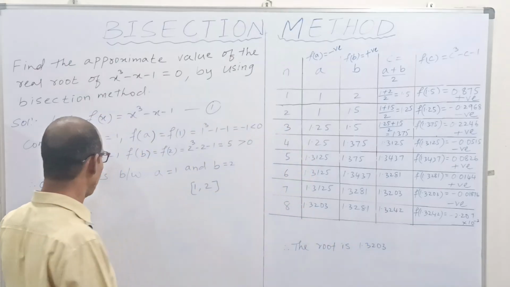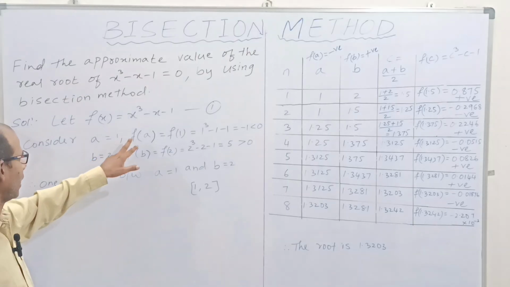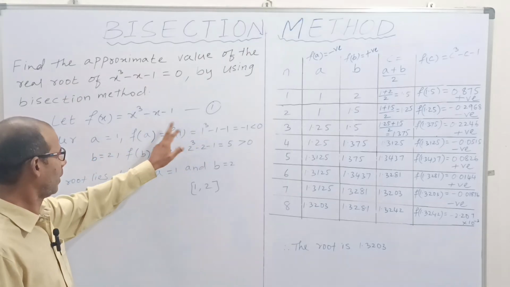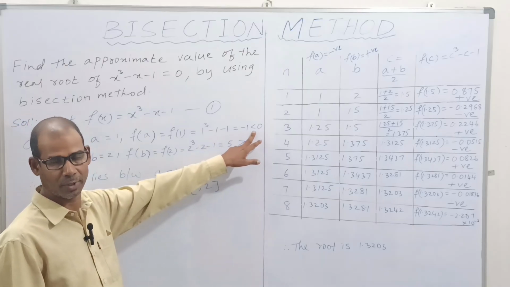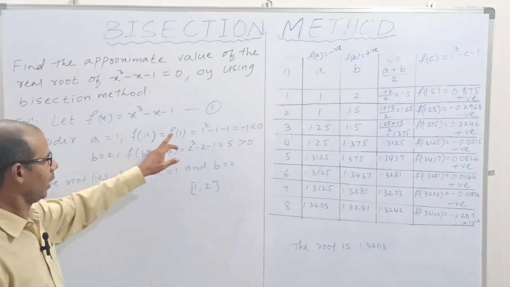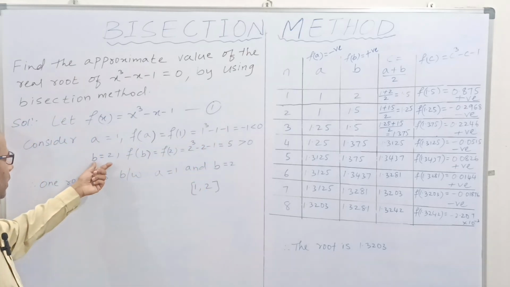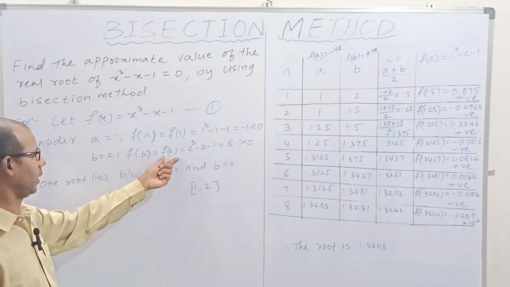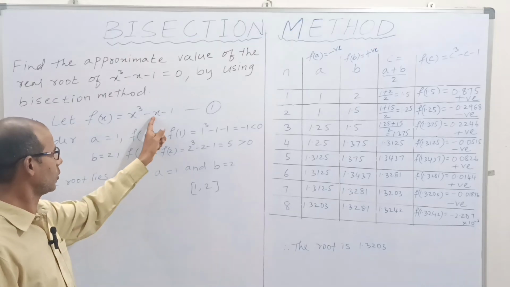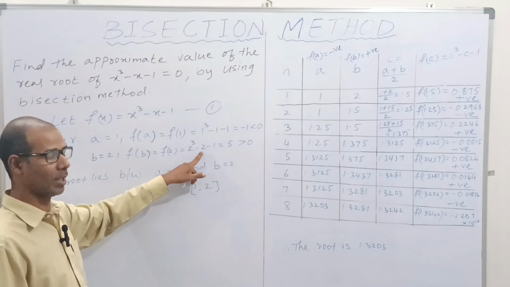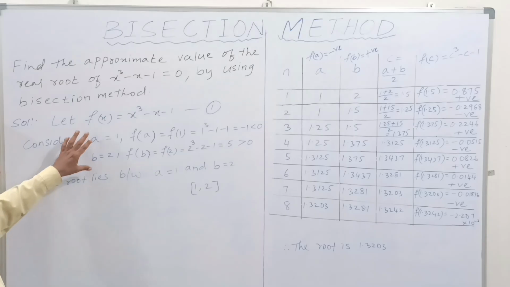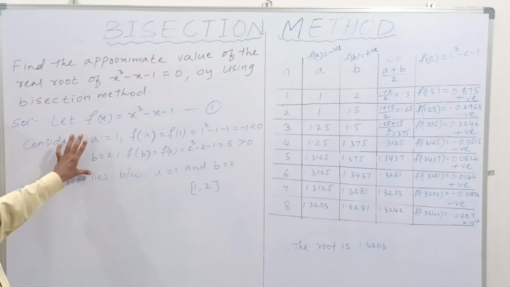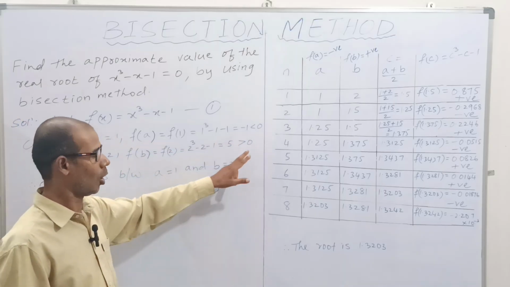So at a is equal to 1, the function value is f of 1 is equal to 1 cube minus 1 minus 1. So that is equal to minus 1, that is less than 0, negative. The function value is negative at a is equal to 1. Similarly, at b is equal to 2, the function value is f of 2 is equal to 2 cube minus 2 minus 1. So 2 cube is 8, 8 minus 2 is 6, 6 minus 1 is 5. So this is positive. So therefore, we have found out the 2 points a and b at which the function values are of opposite sign.